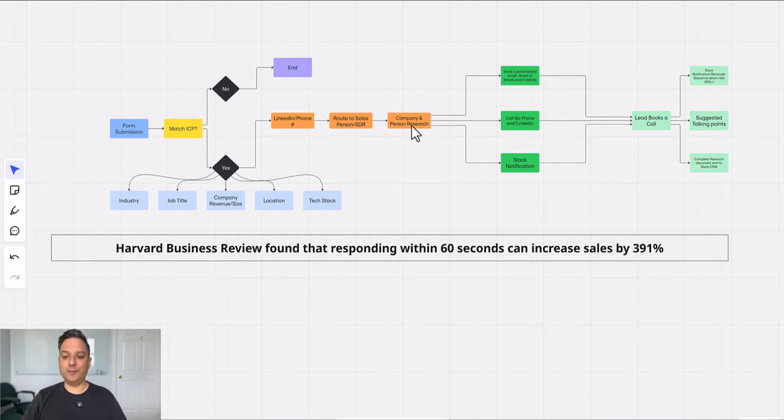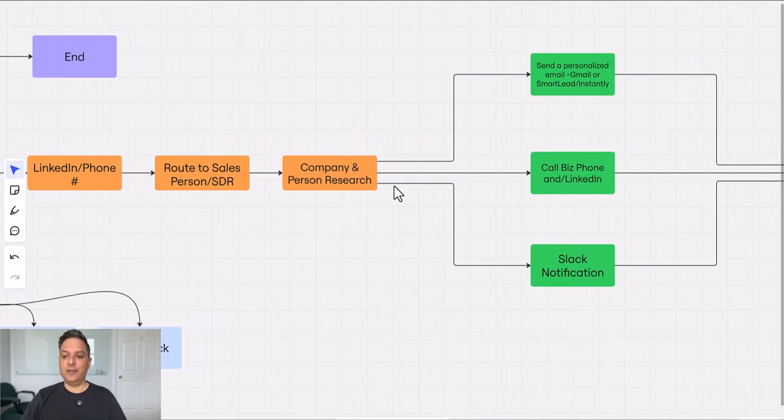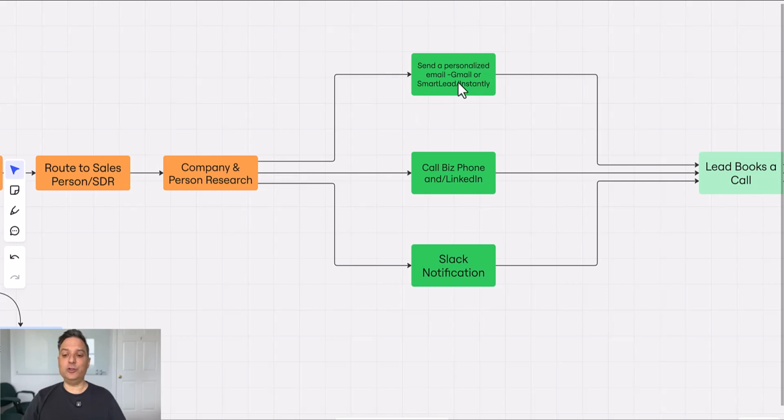So once we have that information, let me make this bigger. So we get their company and person research. Then we can send a personalized email. You can use things like Smart Lead or Instantly, or you can use your own Gmail account. If you don't have a lot of volume, you can use your own Gmail account and you can automate this whole system where it goes into your draft.